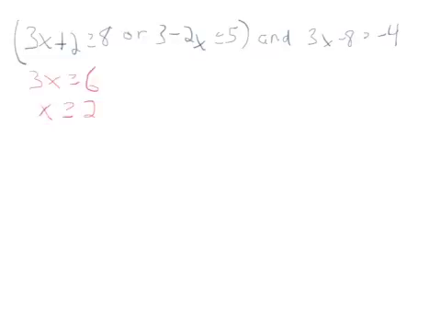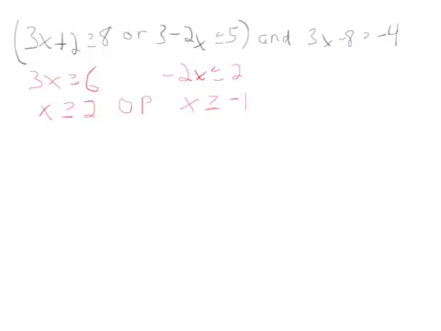So the first expression, 3x plus 2 is greater than or equal to 8. I can solve that, and I get x is greater than or equal to 2. The second inequality, I can subtract 3 from both sides. I got negative 2x is less than or equal to 2. Divide both sides by negative 2. Do not forget to change the inequality. So if you're dividing by negative, or multiplying by negative, I change the inequality, so instead of less than or equal to, now I'm going to get greater than or equal to, and it's going to be negative 1.